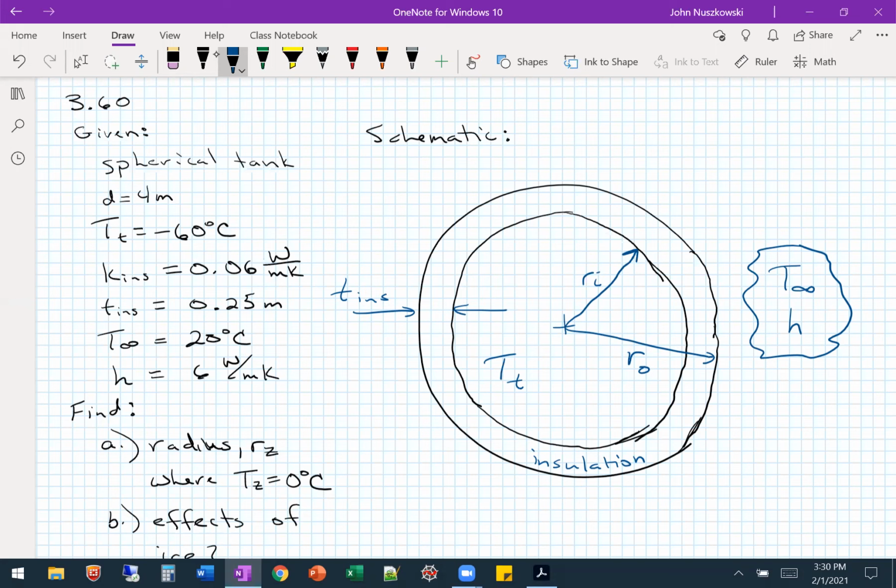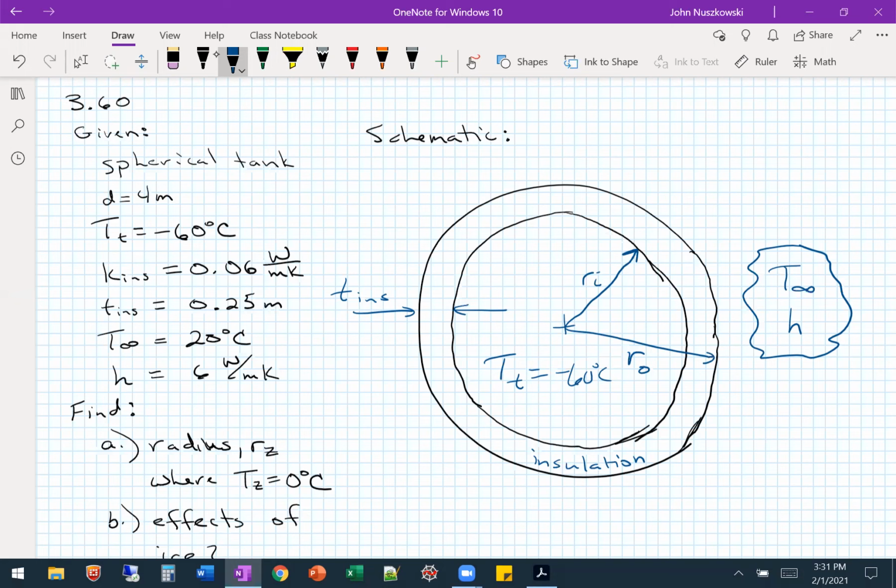Okay, in this system we see the insulation, a spherical tank, and inside is our liquefied petroleum gas that is at negative 60. Then we have our outside at 20 degrees Celsius. And we have a thermal conductivity, a convection coefficient on the outside, and a thickness.